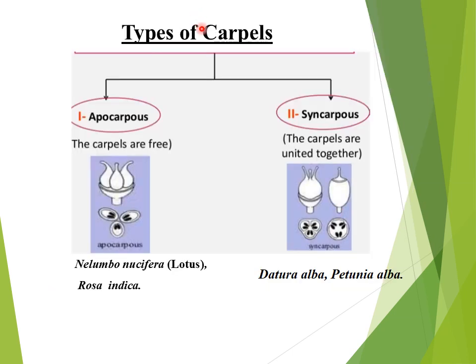Types of carpel. Carpels may be free or they may be united. Carpels are many in number, as I mentioned in the previous slide. If the many carpels are free from each other, it is known as apocarpous. And syncarpous condition means many carpels united together. In the apocarpous, the carpels are free from each other. Examples: Nelumbo nucifera, lotus, and Rosa indica are examples of apocarpous condition. And for the syncarpous condition, the examples are Datura alba and Petunia alba.